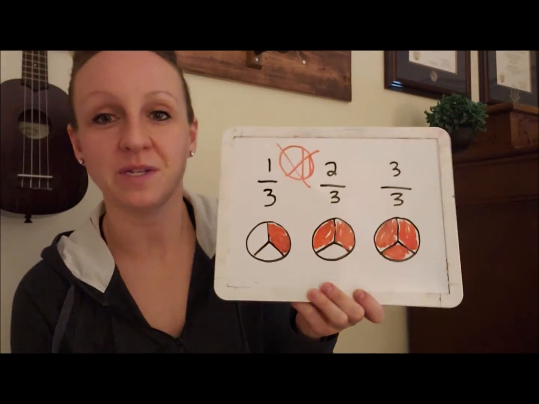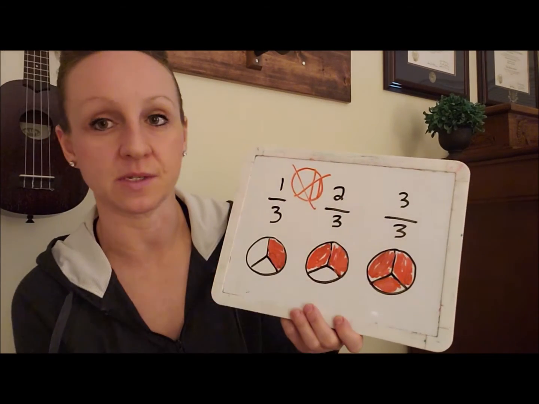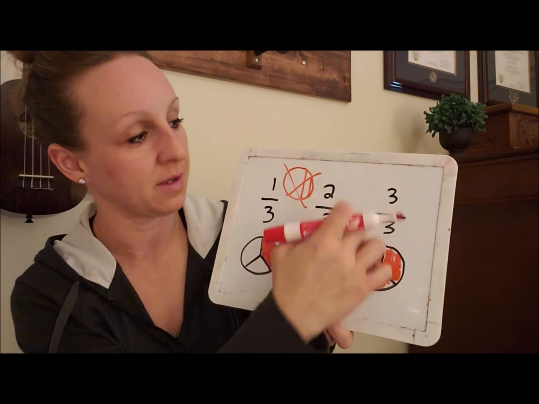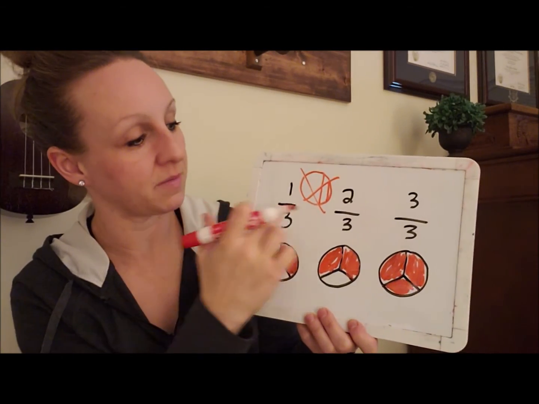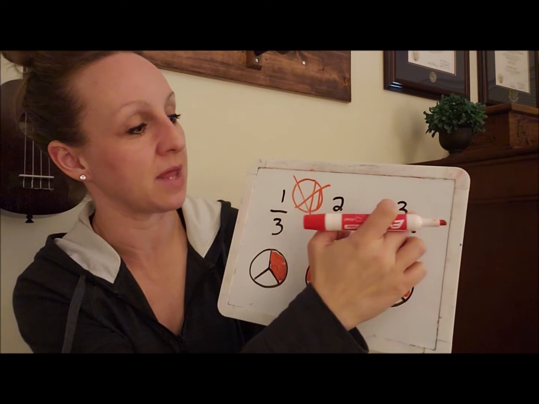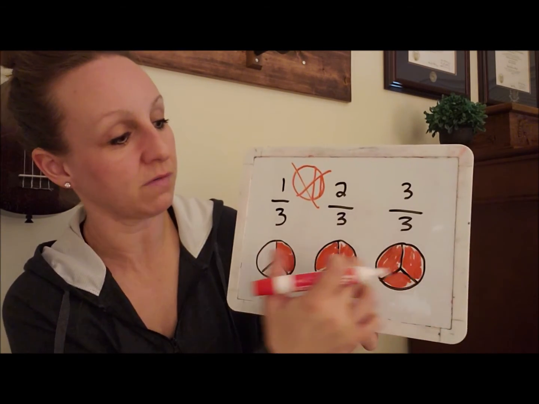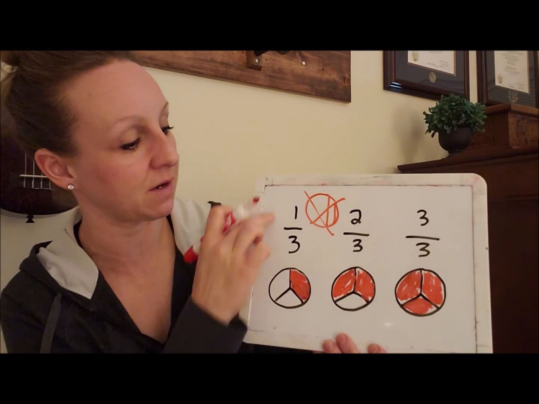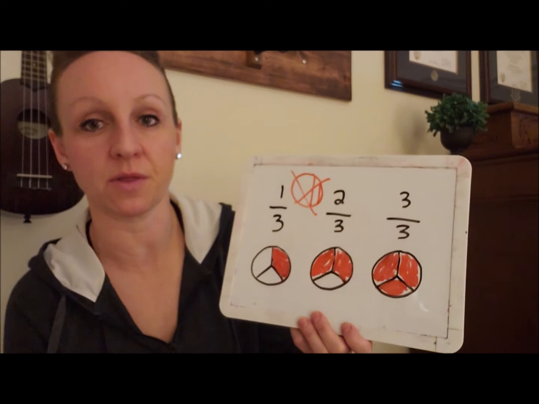So when we see this one says 1 out of 3, I've colored in 1 out of 3. This one says 2 out of 3, I've colored in 2 out of 3. This one says 3 out of 3, I've colored in 3 out of 3. And as long as my bottom numbers are all the same, I've got 3, 3, 3, then I'm simply going to look at the top number, and the bigger the number is on the top, the more it's worth. And I've been able to prove that with my coloring because I can see that if I color in 1 out of 3, I'm not coloring in as much as if I color in 3 out of 3.